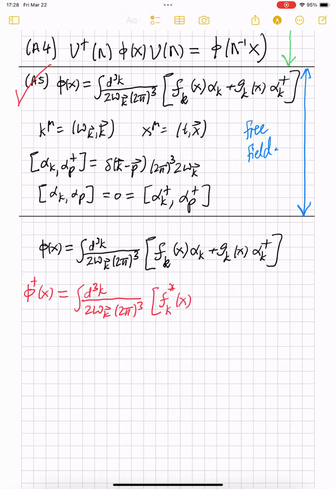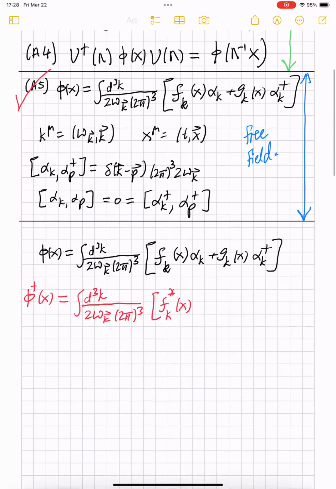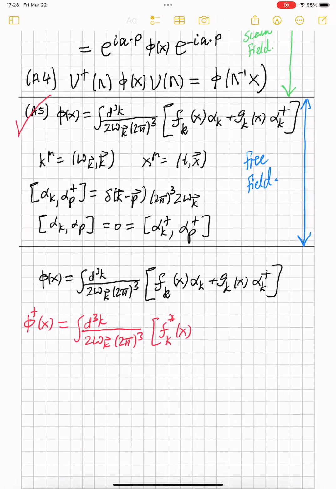So we'll get fk of x. By the way, let me just stress, the k and the x appearing here are 4 vectors, as I've written above. So k mu is omega k and spatial k, and x mu is t comma x. Okay, so taking the dagger, we'll complex conjugate fk of x. So I get fk star of x. The star is complex conjugation. Alpha k will become alpha k dagger, plus the dagger will complex conjugate gk of x, and alpha k dagger, daggered, is just alpha k.